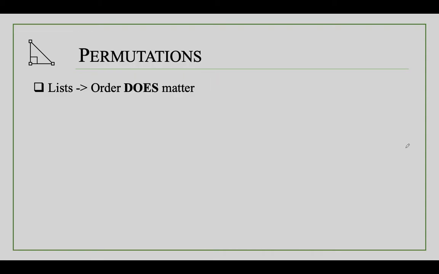Permutations, on the other hand, our order does matter. And so let me just give you an example here, because we're not going to be using permutations today, but I want to give you an example of what a permutation is. So let's say I have a student government election where we can have a president, a vice president, and a secretary.